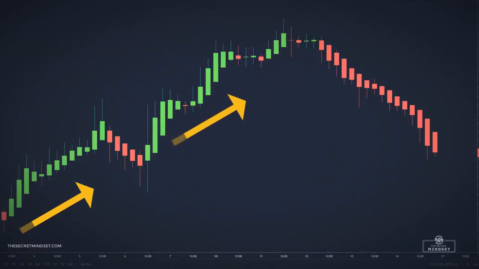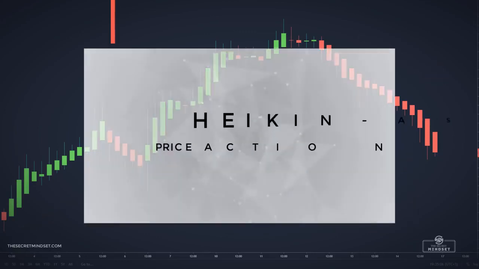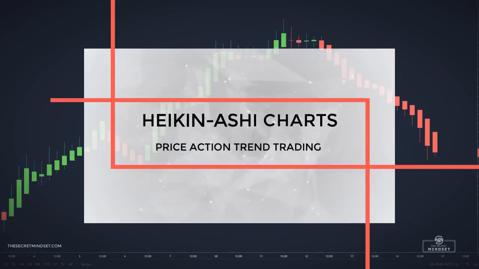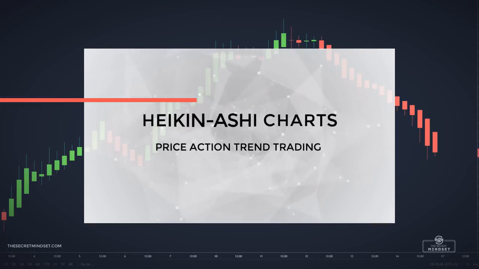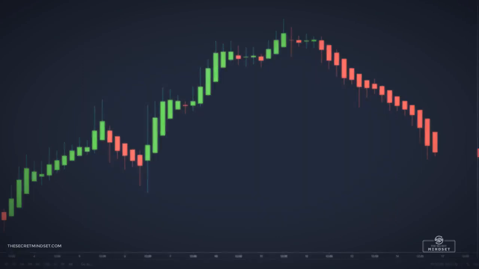There are many ways that can help you to spot a trend, and one of the best approaches is with Heikin Ashi candlesticks. So today we'll talk about Heikin Ashi charts. You'll discover the importance of adding them into your trading arsenal, and you'll learn how to use them correctly and to stay on the right side of the market.